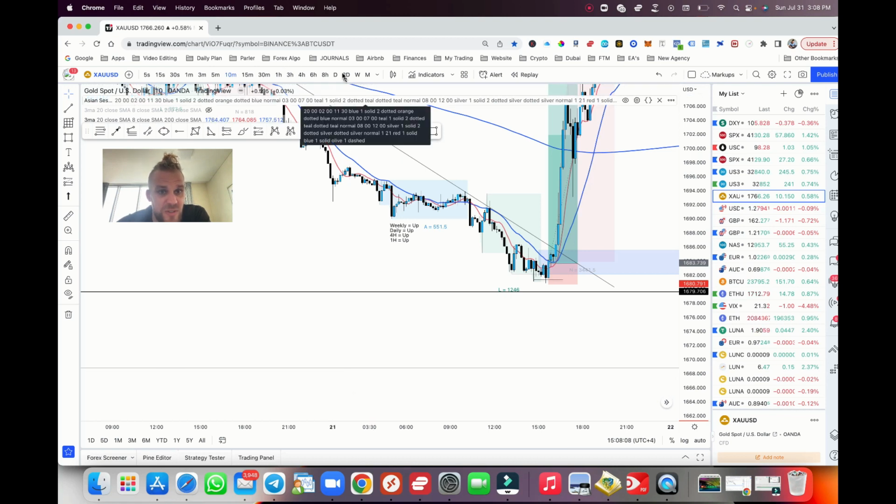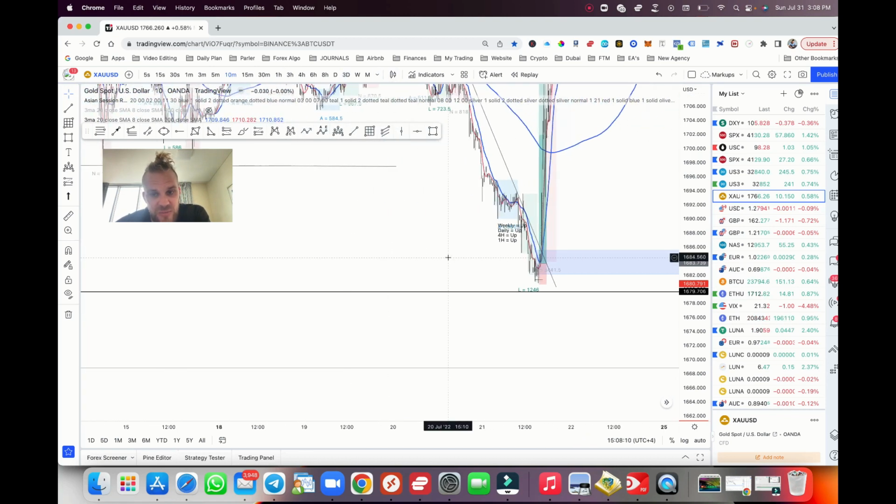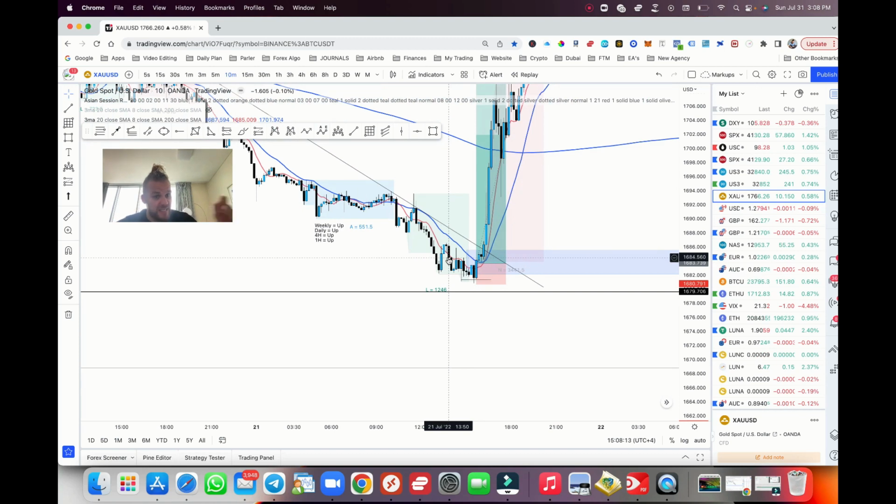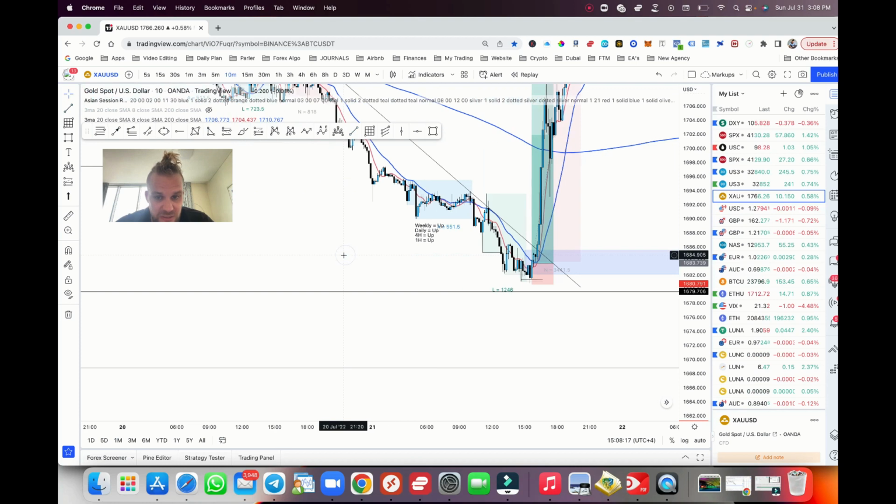Daily was bullish at this point. Weekly was bullish at this point, was going right to the weekly low. We was expecting heavy rejection anyway. So that's what you got to remember. Yes, we got a break of structure down. It ended up being a fake out there.